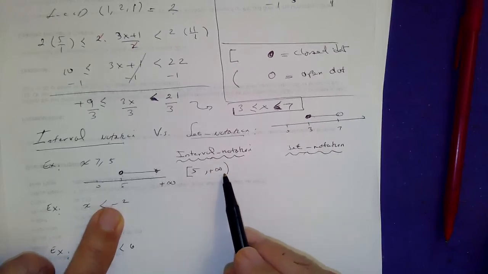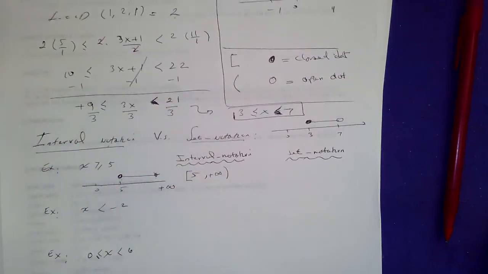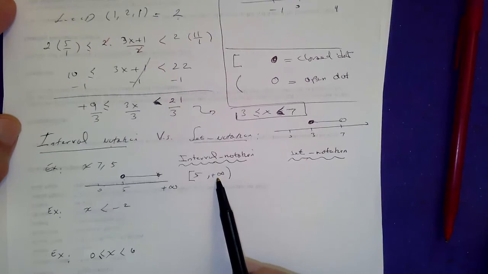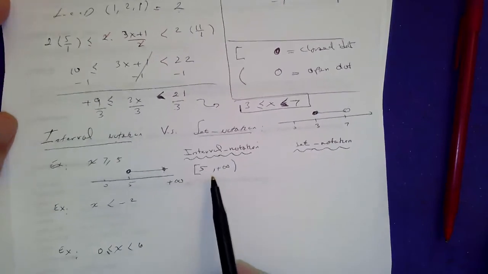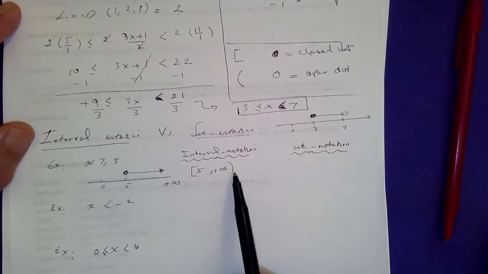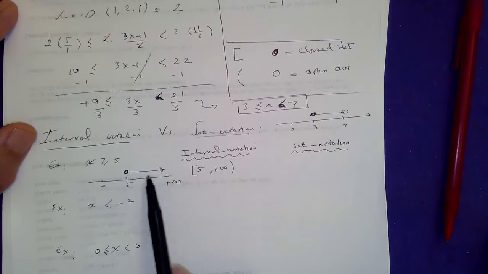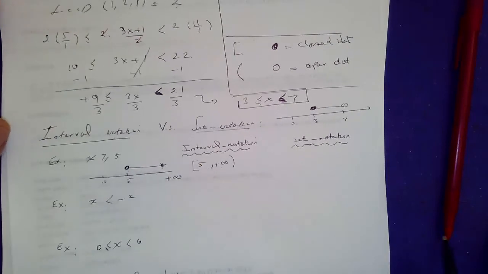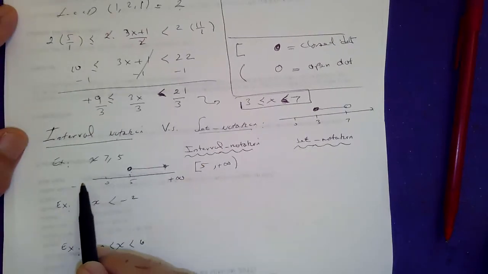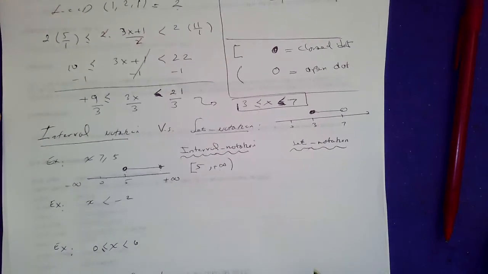Notice infinity always takes what? Parentheses. You can never include infinity with the brackets. In case you do, that means what? When you get to infinity, stop. Well, we don't know how big infinity is. Infinity is a never-ending number. We could also have negative infinity on the left side of the number line.